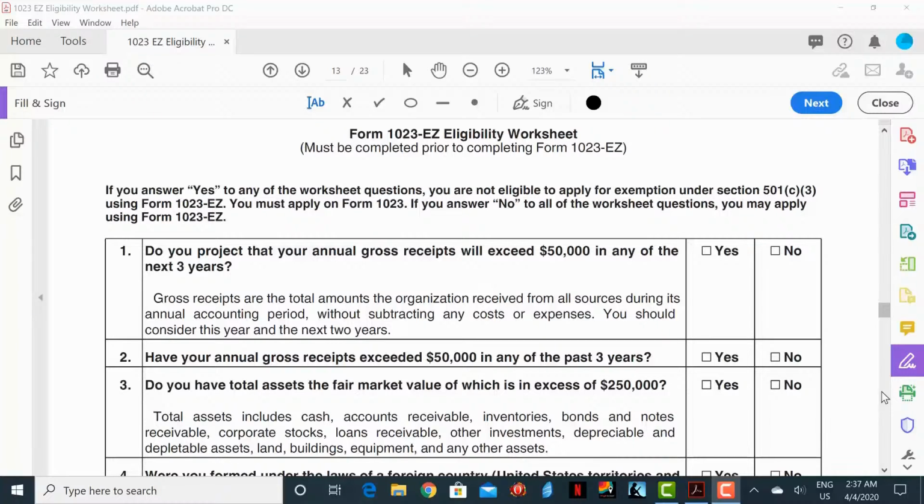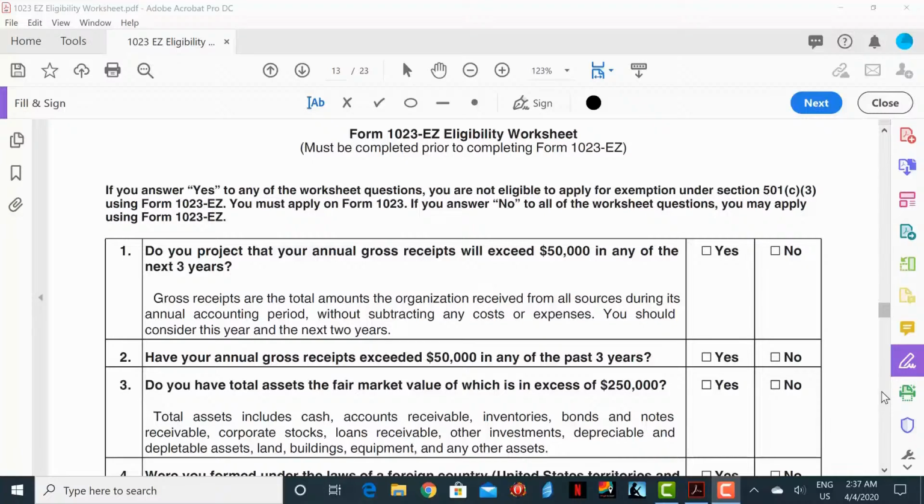If you believe your organization will generate more than $50,000 in the first calendar year, then you will fill out Form 1023. There are many pages and parts to fill out with this form. If you believe your organization will generate less than $50,000 in the first calendar year, then you may fill out Form 1023-EZ, which can be filled out online and has fewer papers to complete.